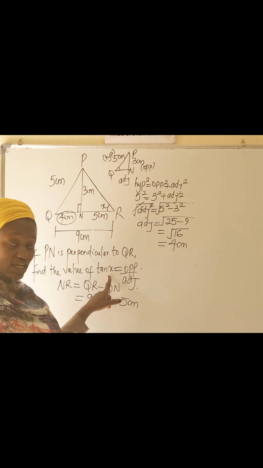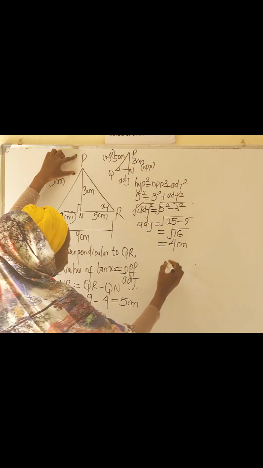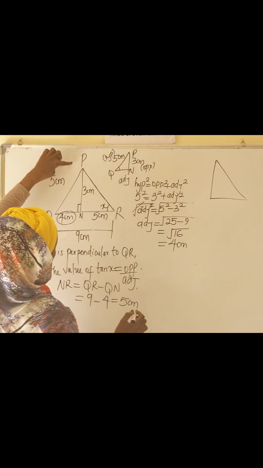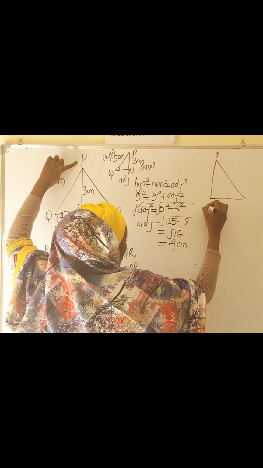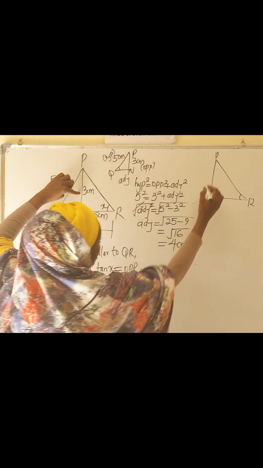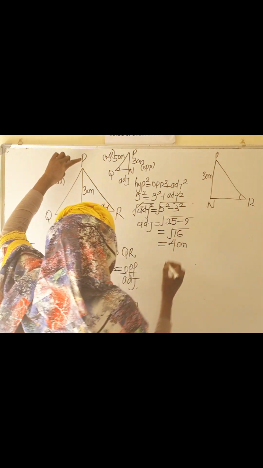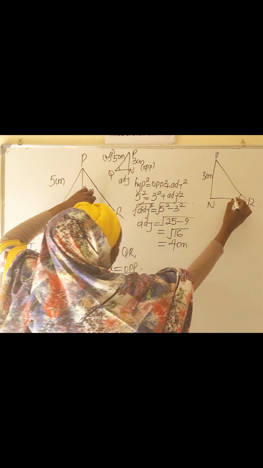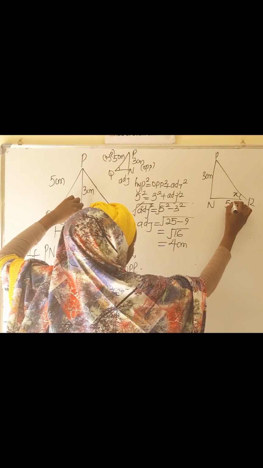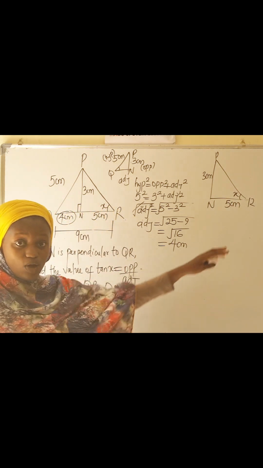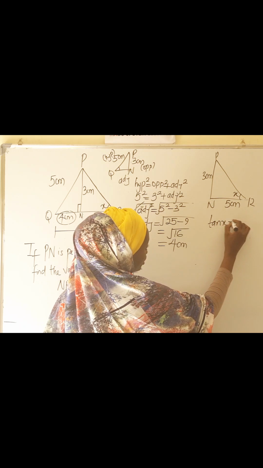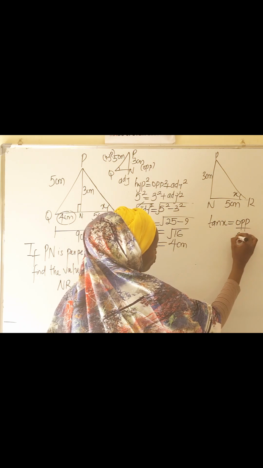Now to get the value for tan X, we can consider the second triangle, triangle PNR. We have the angle here, so the opposite side is going to be 3 centimeters, which is P to N. Then we have angle X, and then we have 5 centimeters, NR. From this triangle, we can get the value for tan X, which will be equal to opposite over adjacent.